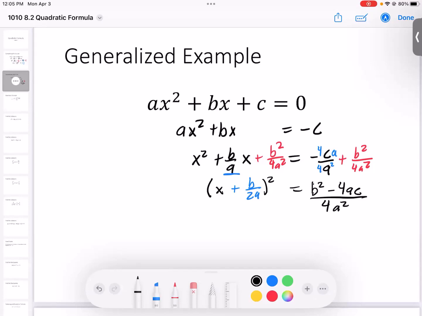Then if I wanted to solve this equation, my next step would be to take the square root of both sides, and I would get x plus b over 2a equals either plus or minus the square root of b squared minus 4ac, and the square root of the bottom is 2a.